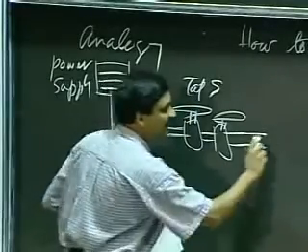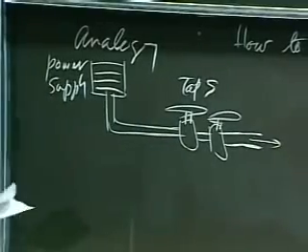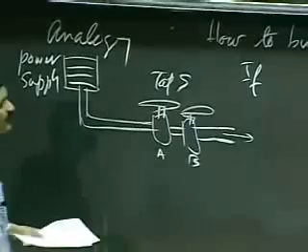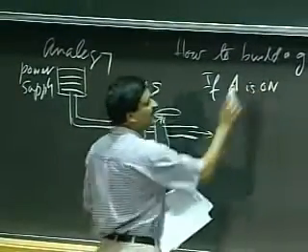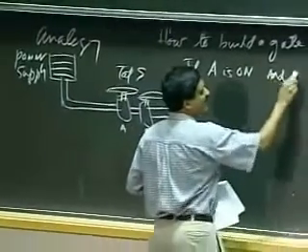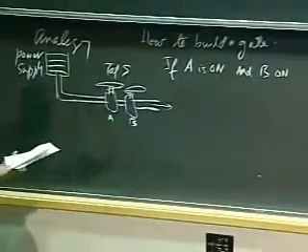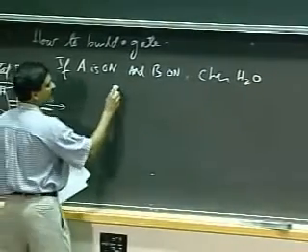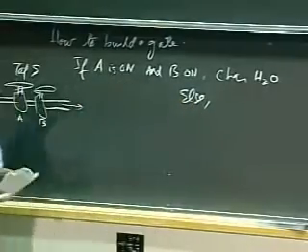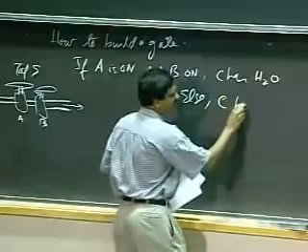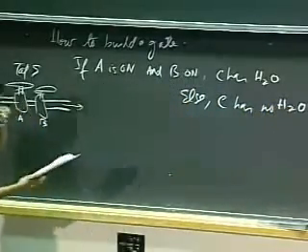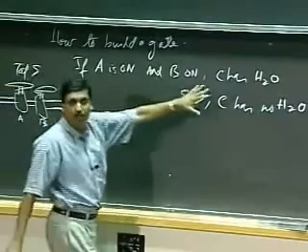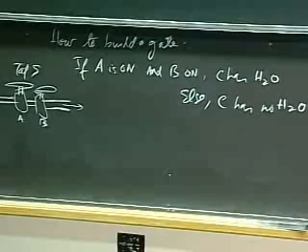So under what condition do you have fluid flow out of the tube at the other end? You will have fluid flow if, so let me call this A and B. So if A is on and B is on, then C has water. Otherwise, if both A and B are not on, then C has no water. So this is already beginning to sound like an AND gate, correct? Where you get water only if A and B are both turned on.